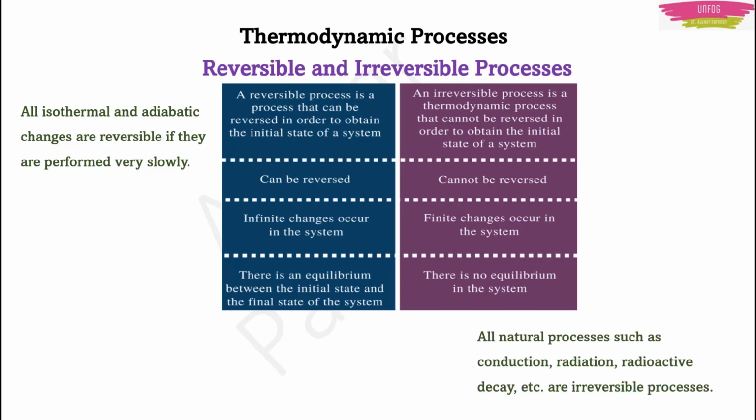For example, all natural processes such as conduction, radiation, radioactive decay, etc. cannot be achieved again later, right? So, these are all irreversible processes. I am giving you the difference here because I want you to differentiate these two processes. Any point can be asked, but if you know the difference between those two processes, then you can answer it easily. That's the reason.